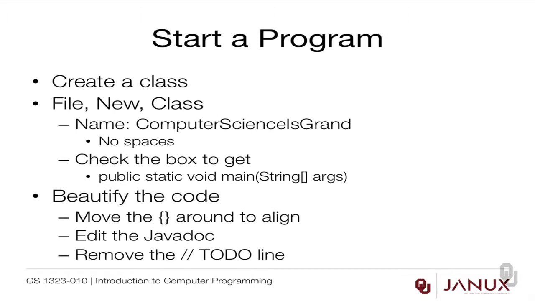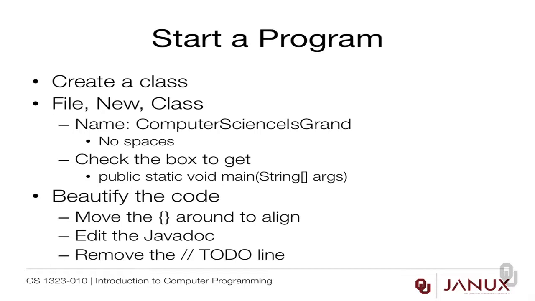let's start a program. Now, the first thing you need to do is to create a class. We'll do that from the File menu, File, New Class, and I'm going to call it Computer Science is Grand. You'll notice that the words are smashed together, and every word starts with one capital letter. That's that camel case thing that we'll talk about. And that makes it easier to read. Spaces are not allowed in class names. Neither is punctuation. The other thing we want to do is check the box to get public static void main.